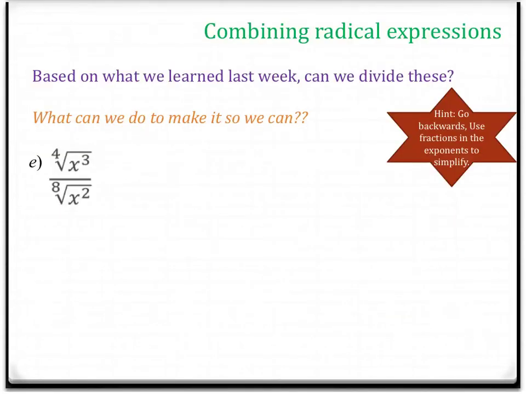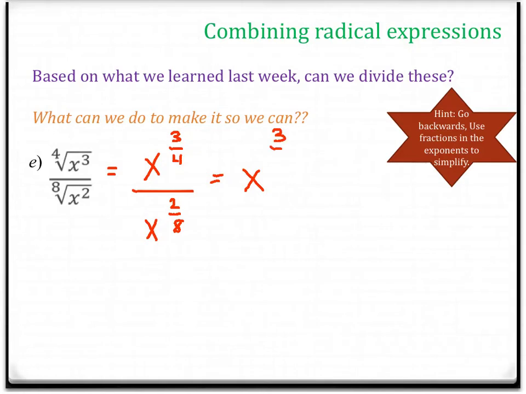Now for this problem, we normally cannot do anything when dividing radicals with different indexes. But using the properties of exponents, we can rewrite this in exponent form and then use our properties to divide. So this is going to turn into x to the 3/4 power. Remember, the index is the denominator. And x to the 2/8 power. Now, using my properties of exponents, I can subtract these two.